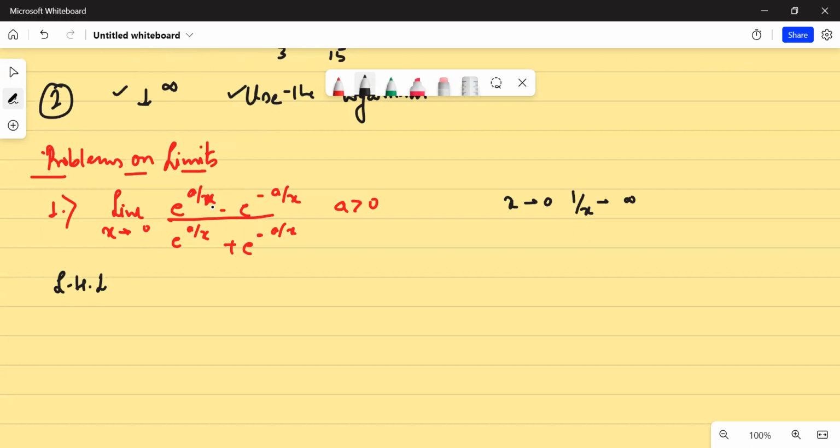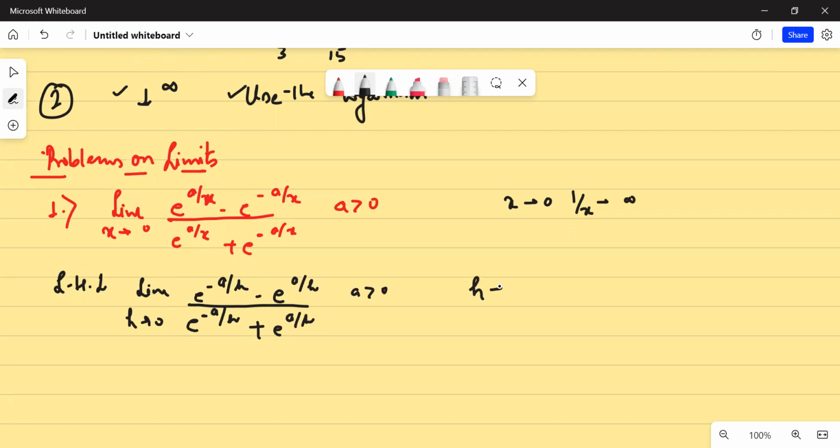Why I'm doing it? Because if I find a left hand limit, with x equal to 0 minus h, this will become e raised to power minus a by h, and this will become e raised to power a by h. Are you getting my point? So the left hand limit would be e raised to power minus a by h minus e raised to power a by h, and then I have e raised to power minus a by h plus e raised to power a by h. Is that clear? And a is given greater than 0. So if h tends to 0, one can understand that 1 over h is tending towards infinity, isn't it?